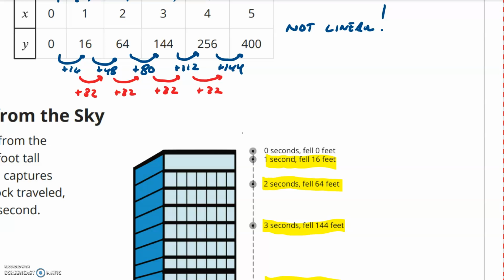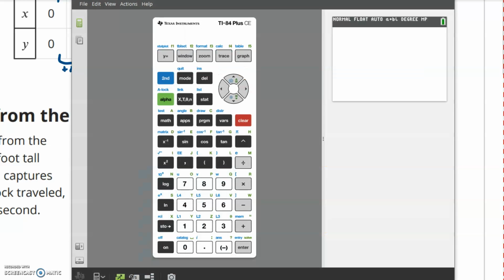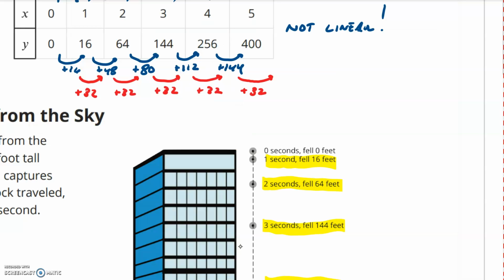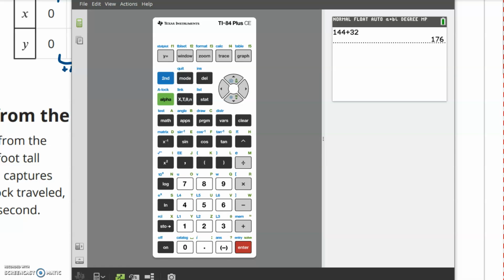Now, the question we're asked is how far will it have fallen after 6 seconds? Well, to do that, we need to notice that from this first difference of 144, I know I'm going to add 32. Okay, so I'm going to go to my calculator and find what is 144 plus 32. And I end up with 176. So I know for a fact that my first difference here is going to be 176.